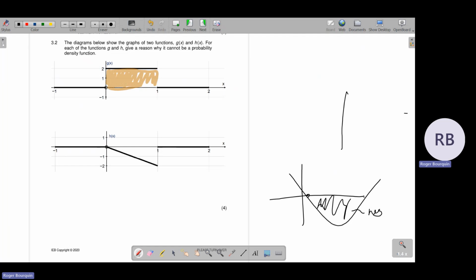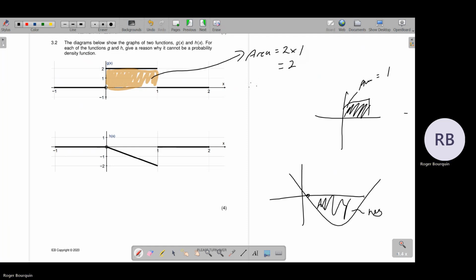And the third condition, if it's a probability density function, the area under the curve for the defined region must be equal to what? 1, because that's the probability. There in brown is the area under the curve, and that area is equal to the area of a rectangle. It's 2 times 1, which is 2. So therefore, not a probability function as the sum of the probabilities. So the integral of g of x with respect to x is not equal to 1. We used to say the area under the curve is not 1.